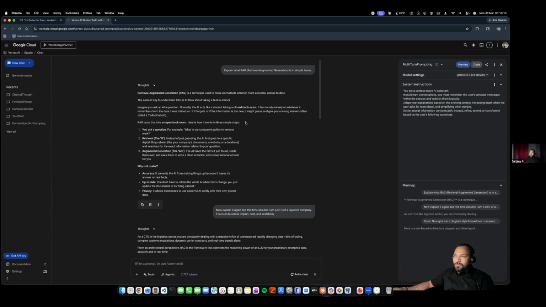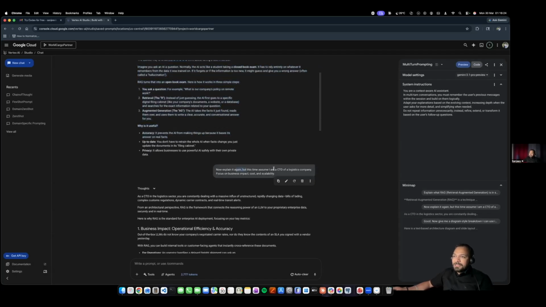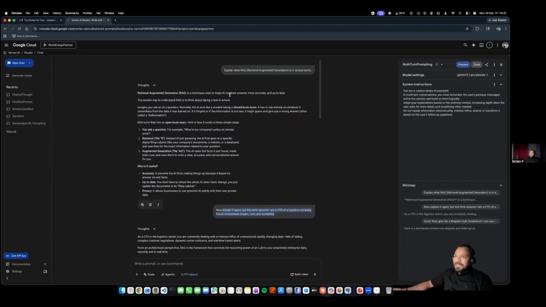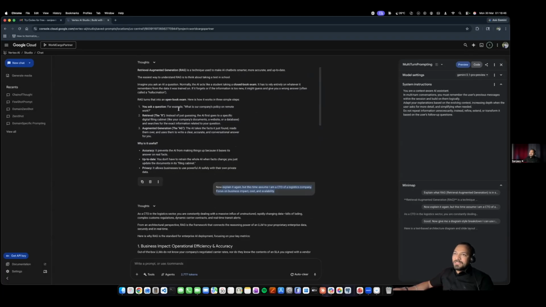So first, what I did is I asked what is RAG, Retrieval Augmented Generation, in simple terms. It came up with an answer. The answer is pretty big. Now I said, explain it again, but this time assume that I am the CTO of a logistic company. Focus on business impact, cost, and reliable scalability. Previously I did not speak about who the user is. Now I'm saying the LLM should think that the user is a CTO of a logistic company, and then respond. Now you can notice the difference between the first answer and the second answer.